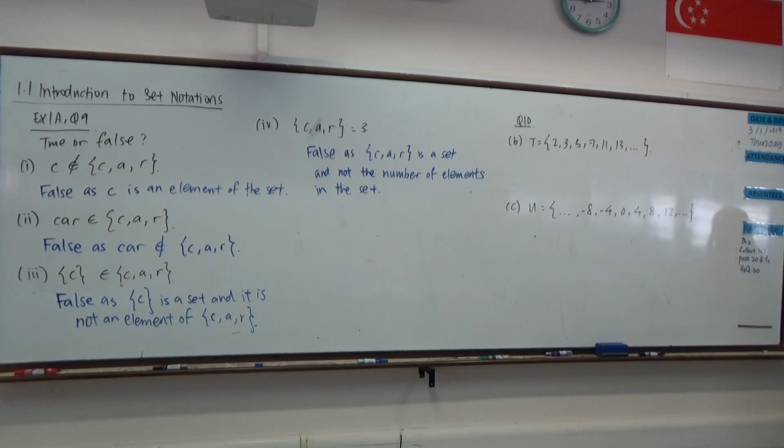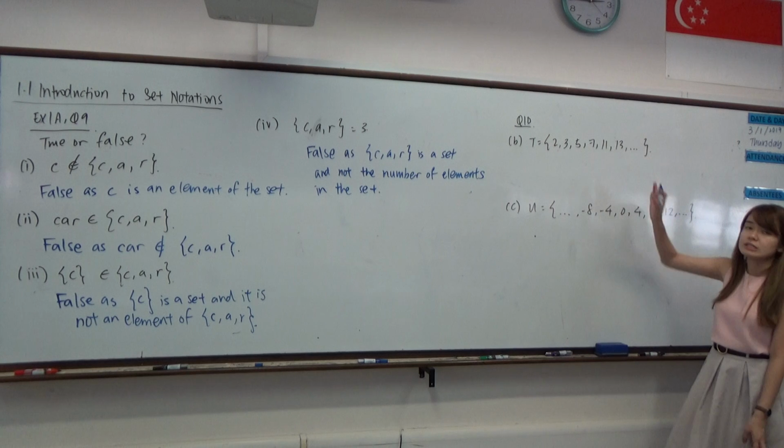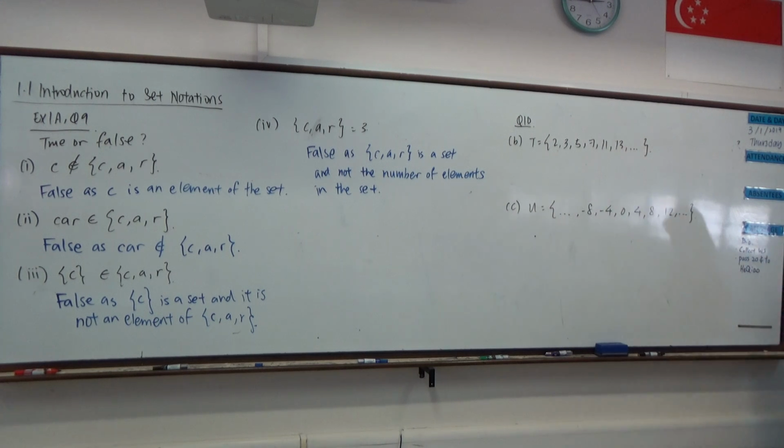Describe the elements of each of the following sets in set notation. So since they asked it to be in set notation, we need to put it in a set notation form. Okay, so in part B, what do you think this actually describes? What kind of numbers are there?